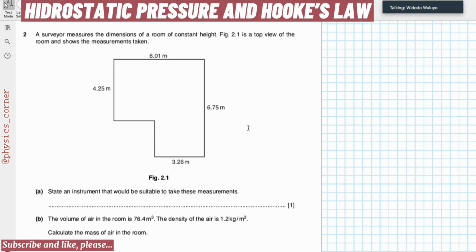Okay, let me start. Question 2. A surveyor measures the dimension of the room. Figure 2.1 is a top view of the room and the measurements taken. This is the length of this point. State an instrument that will be suitable to take this measurement.